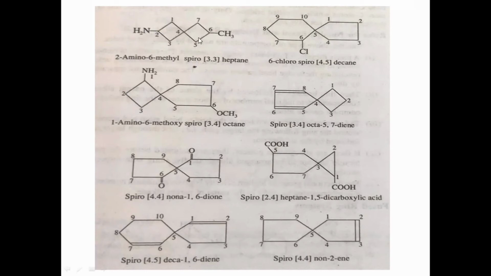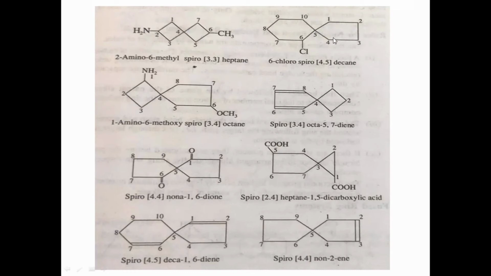Then Spiro, then there is a square bracket, 3 carbon atoms, and here in the ring 3 carbon atoms. So 3.3, and parent alkane is heptane. There is no double bond, so it is alkane. So heptane. Now the next example, if we see, in that there are 2 rings.